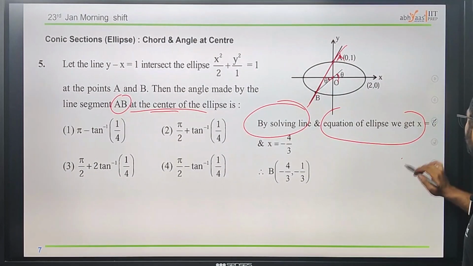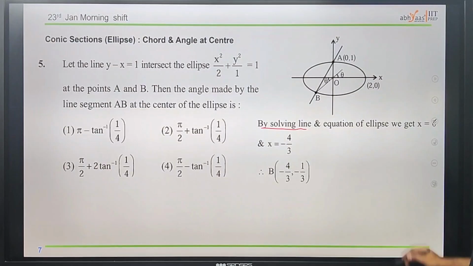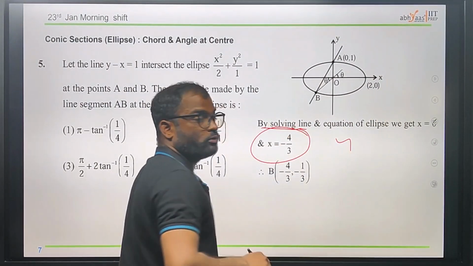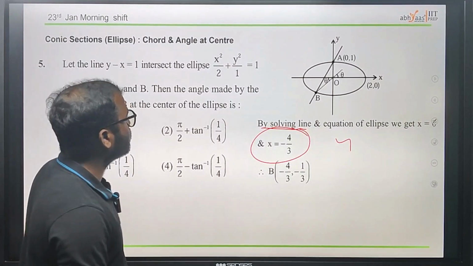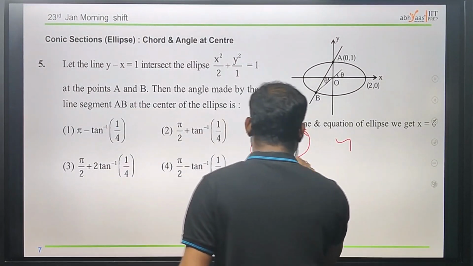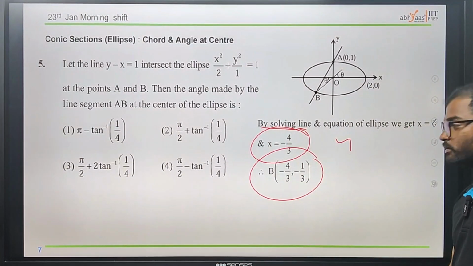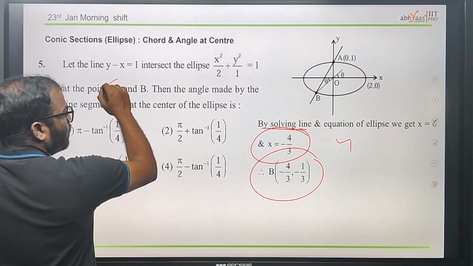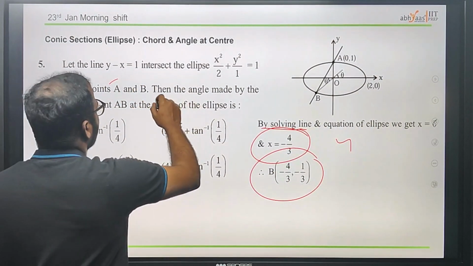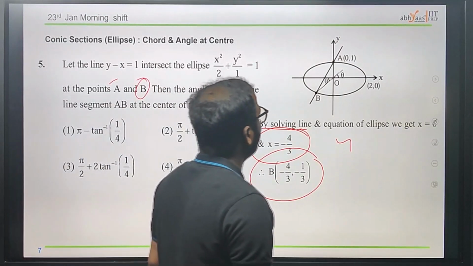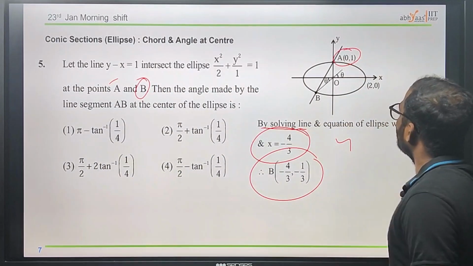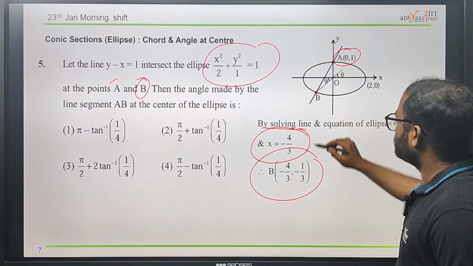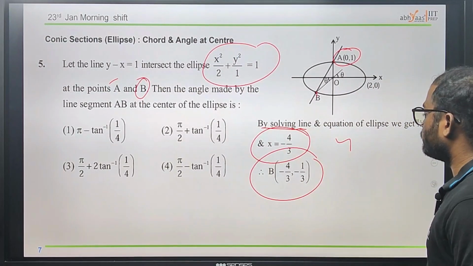I hope you understood. By solving the line and the equation of the ellipse, we get x equal to 0, and the next one, x equal to minus 4 by 3. From that we can easily get the point B as minus 4 by 3 comma minus 1 by 3. The other point, as we already know, is 0 comma 1, by using the ellipse.